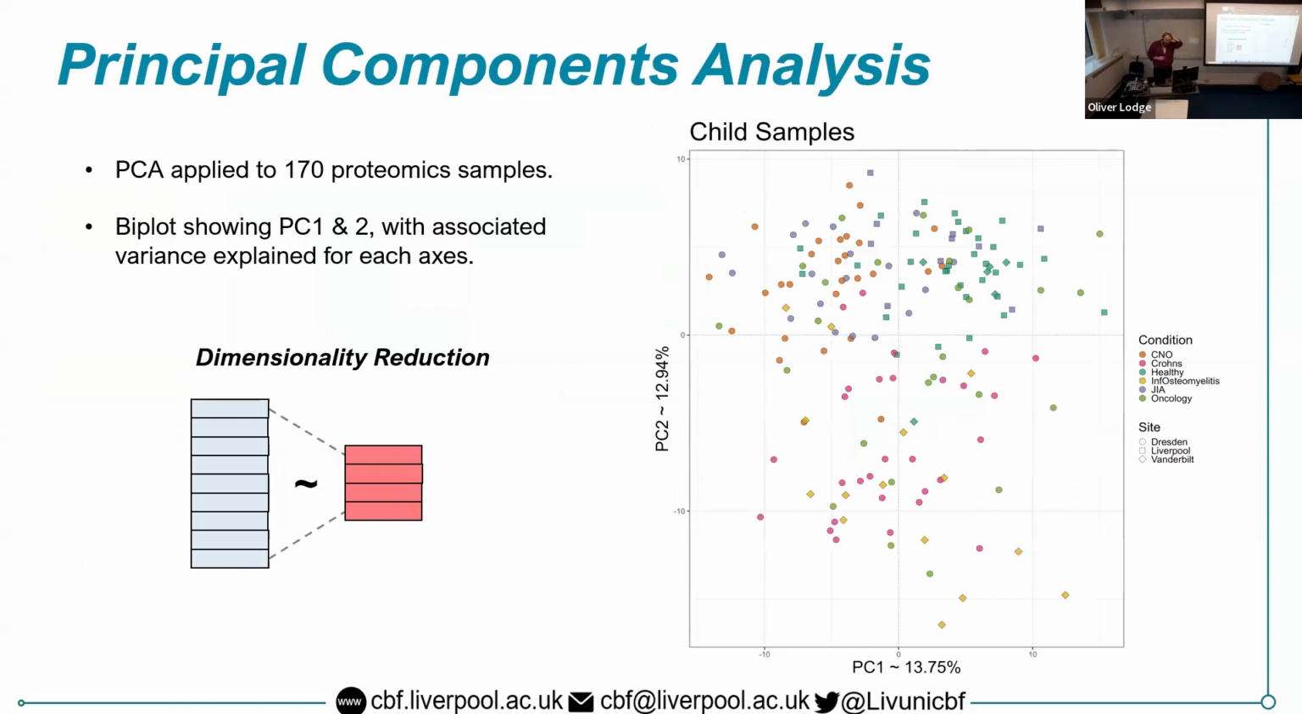So this is a PCA applied to all 170 proteomic samples across all 487 proteins. So I've not done any filtering here. And I'm showing a biplot of PC1, PC2. I'm showing the individual samples. I'm coloring them by the conditions.